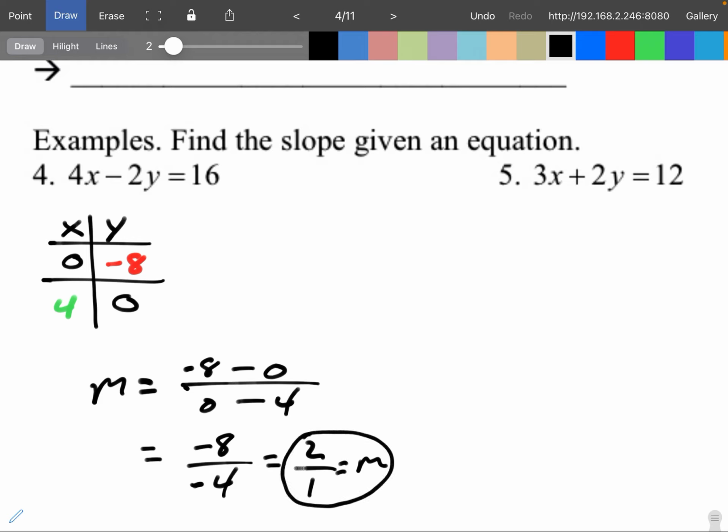And then we get -8 minus 0, that's -8. 0 minus -4 is -4. So what does that reduce to? 2. Just 2. Or 2 over 1 if you want. So that's my slope. All right, same thing on number 5. We're going to make the little table again.